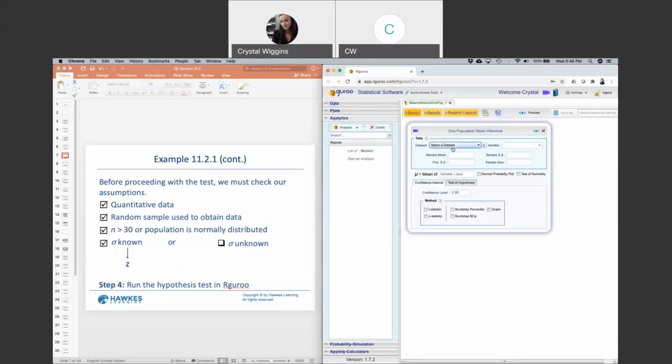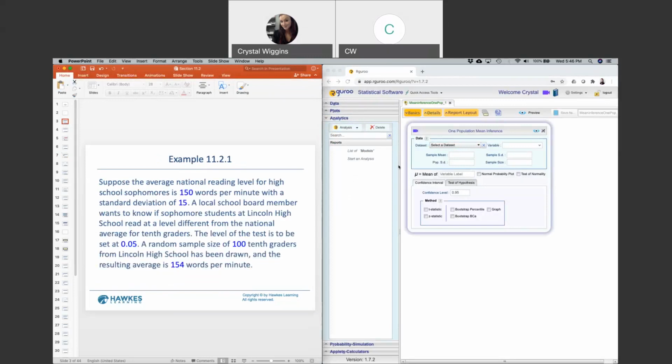So we don't have a data set, so we're going to fill in what we are given. So we're going to have to go back to the original problem here. Okay, our sample mean is 154. And we were not given the sample standard deviation. We were given the population standard deviation of 15. And the sample size is 100.